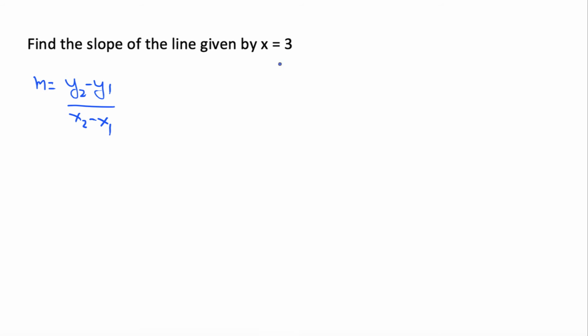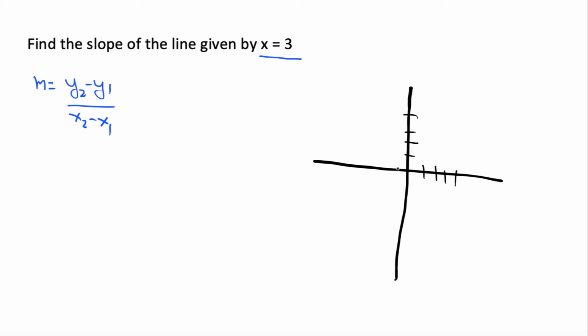Okay, we're not given 2 points, right? We're just given the equation. But if you take a look at this guy, that looks a little bit interesting. If this is the line x equals 3, what type of line is that going to be? The line x equals 3. Well, we know that that's going to be a vertical line.